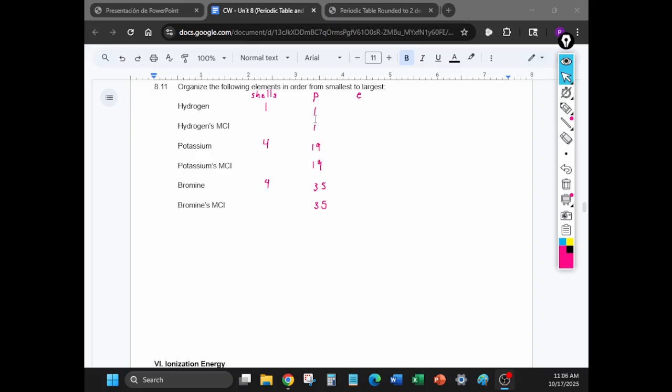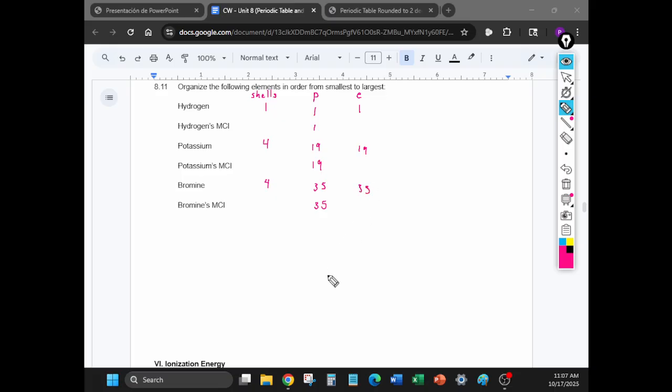Alright, so I got the shells for the neutral elements up there for you guys, and also the protons for all of them, right? Because it doesn't matter if it's an ion or neutral, the protons never change. Okay, so let's go to the electrons for the neutral one. For neutral elements, the electrons are going to be the same, right? So it's going to be 1 and 1 for hydrogen. Potassium is going to be 19 and 19. Bromine is going to be 35 and 35.